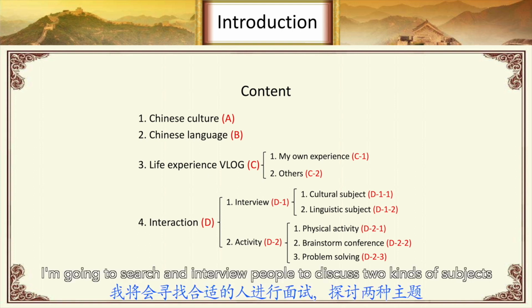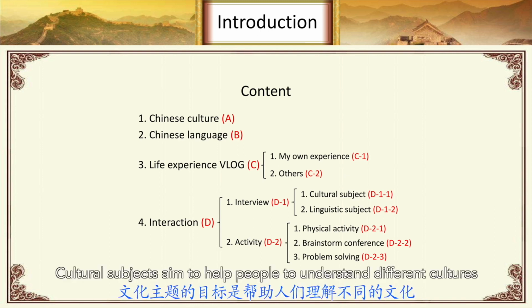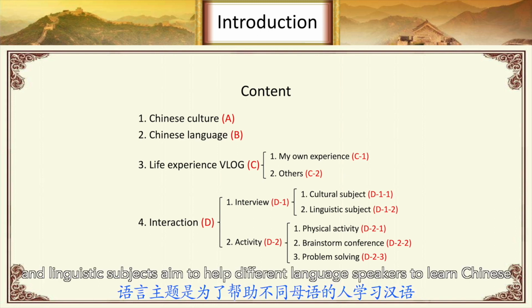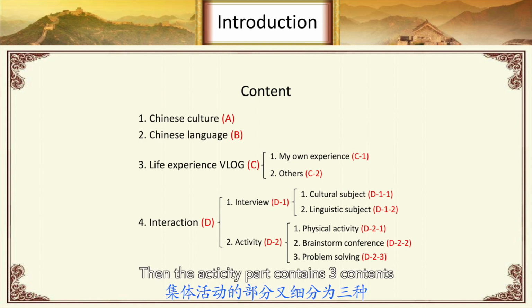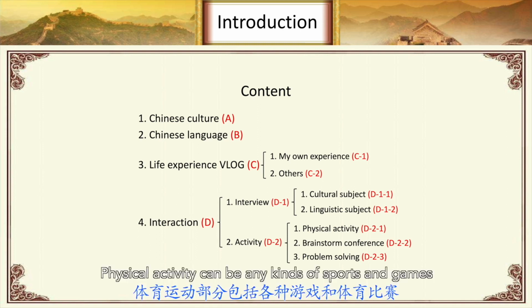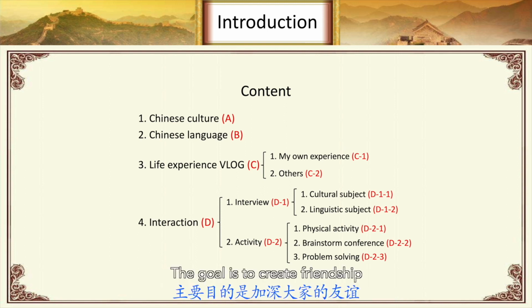I'm going to search and interview people to discuss 2 kinds of subjects. Cultural subjects aim to help people to understand different cultures, and linguistic subjects aim to help different language speakers to learn Chinese. Then the activity part contains 3 contents. Physical activity can be any kinds of sports and games. The goal is to create friendship.